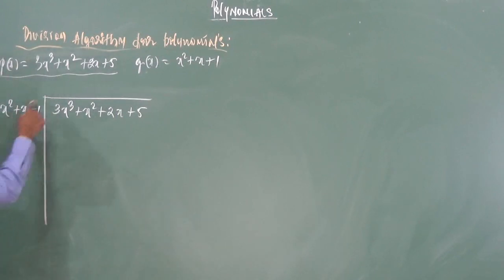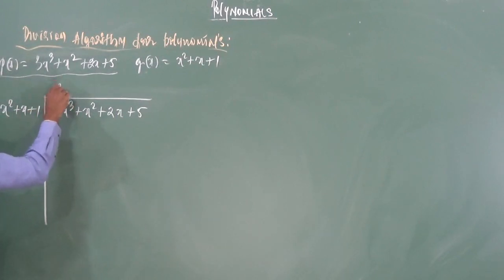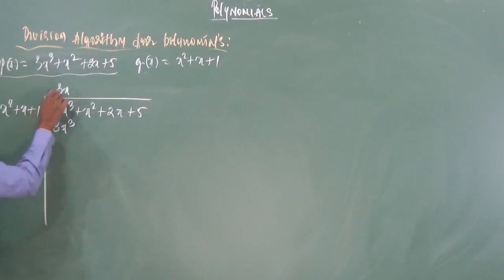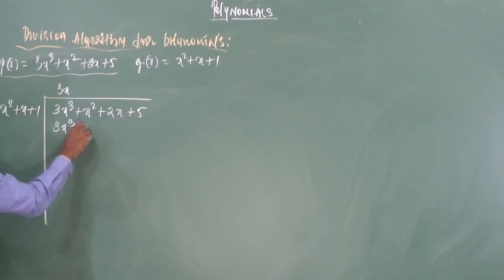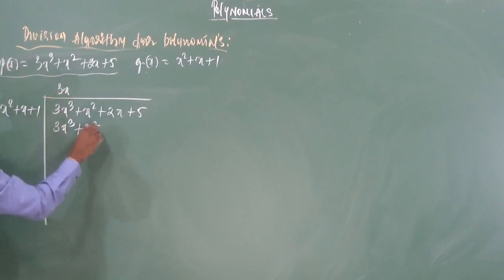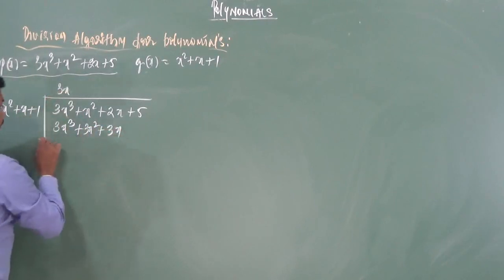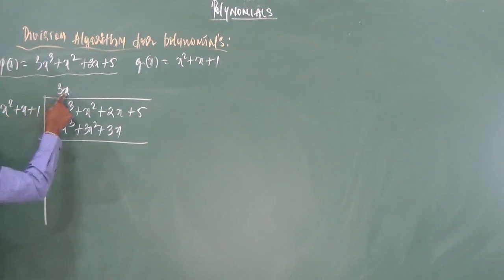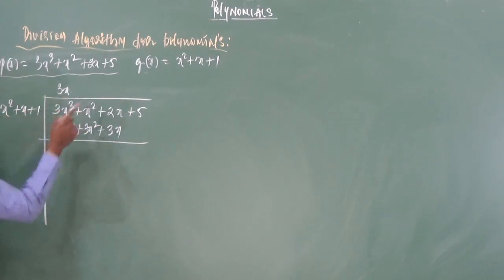So x square into what gives you 3x cube? It is 3x. x square into 3x is 3x cube, plus x into plus 3x is plus 3x square, plus 1 into plus 3x is plus 3x. So once you multiply by the first number, the same number should be multiplied by the remaining terms also.